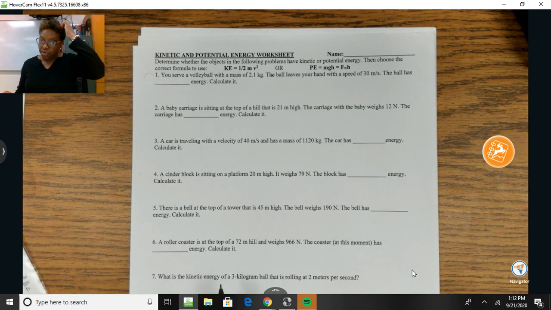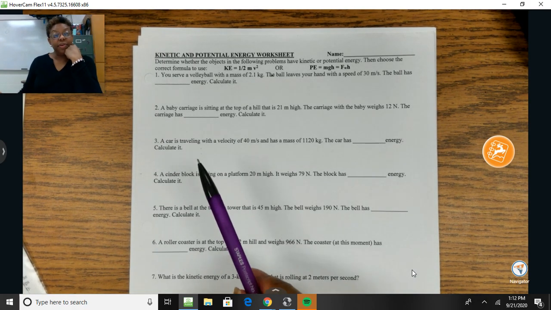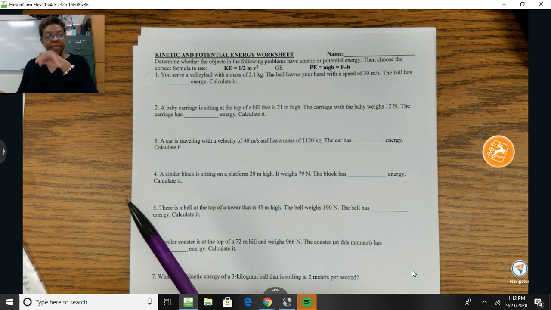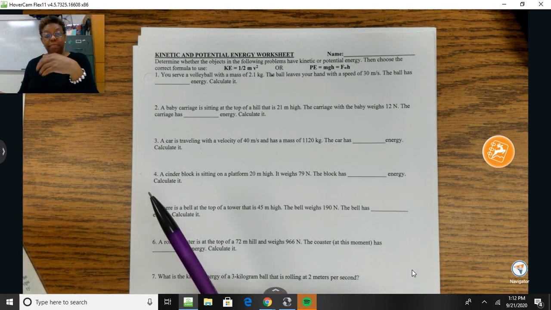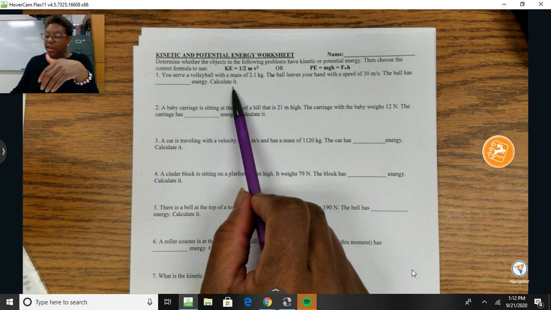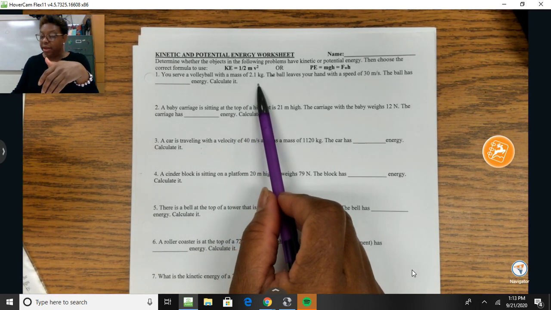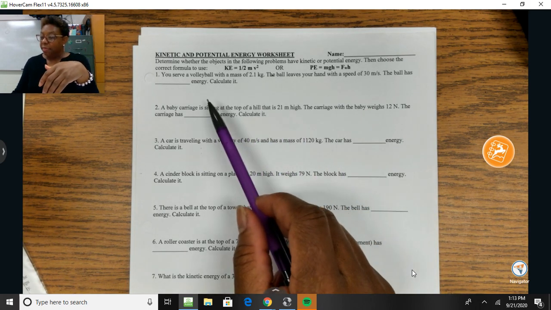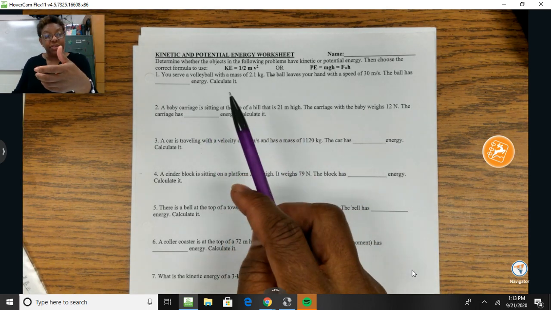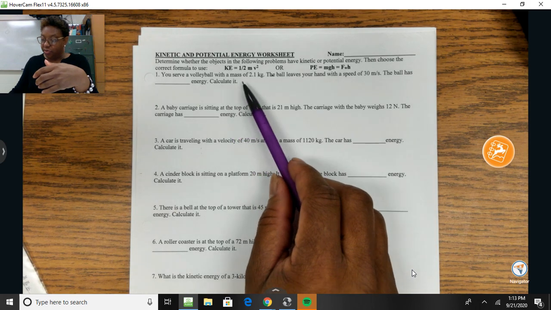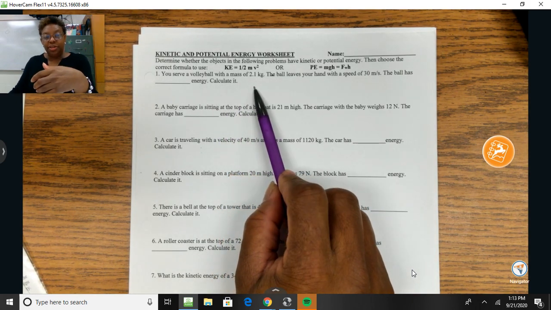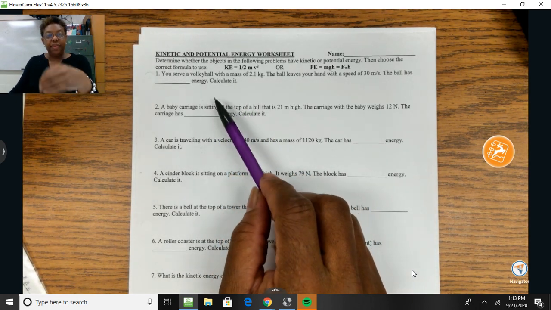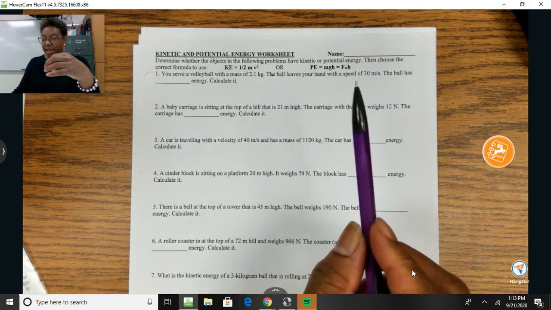The other thing that you need to do on these problems is first determine whether the scenario is representative of kinetic or potential energy. And so you serve a volleyball with a mass of 2.1 kilograms. The ball leaves your hand with a speed of 30 meters per second. The ball, does it have kinetic or potential energy? So determine, then write your equation, list your variables, plug your numbers in, give me an answer.